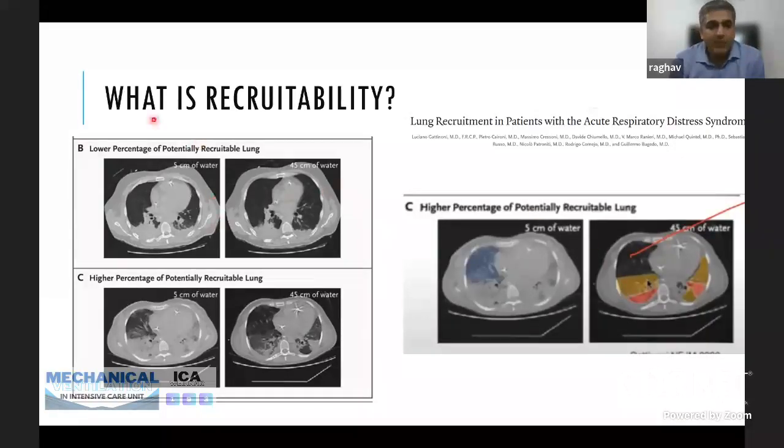In the above picture, these two CT scans are of a patient who has a non-recruitable lung. You can see on the left is a CT scan at 5 centimeters of water pressure. On the right is a CT scan at 45 centimeters of water pressure. You can see the amount of lung which is getting inflated is almost the same in these two pictures. So the PEEP has caused no benefit to the patient.